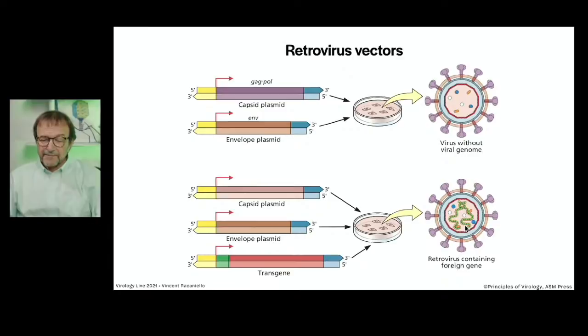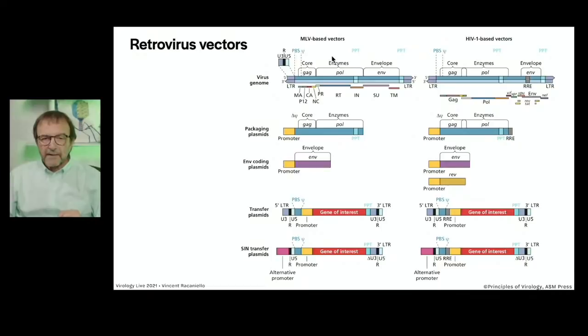So we have developed a number of different kinds of retrovirus vectors. There are murine leukemia virus based vectors. This is a mouse retrovirus that has been extensively studied. And then we make HIV-1 based vectors, or lentiviral vectors. I think it's really amazing that we've basically gutted HIV-1 and turned it from a scourge of humanity to a savior. Isn't that amazing?